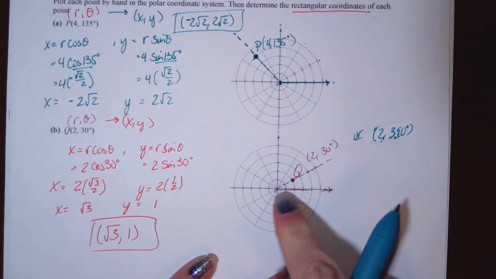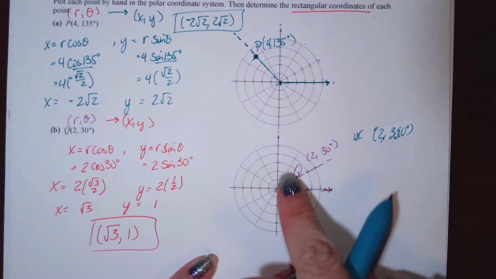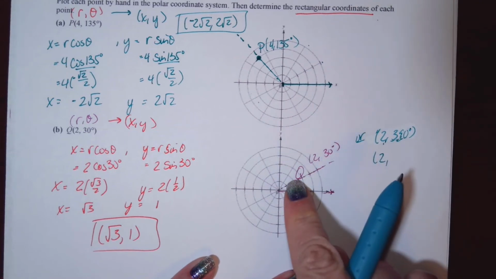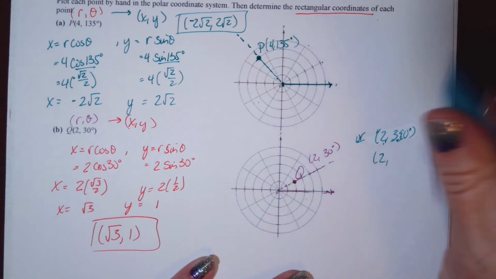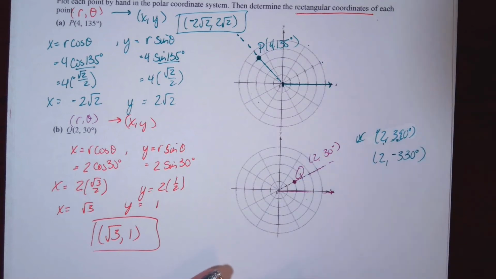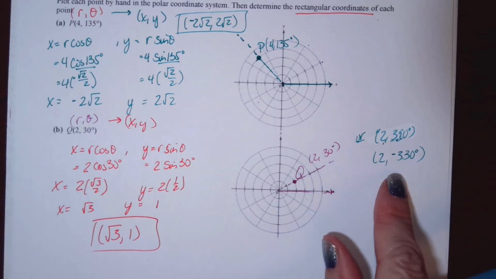Okay, 390 degrees. I could keep going. I could add another rotation and another. I could subtract a rotation. I could rotate clockwise. It could also be called 2, negative 330 degrees, if I go a negative 360. We're going to talk about negative values for r in a minute. That gives me a whole other set of coordinates.